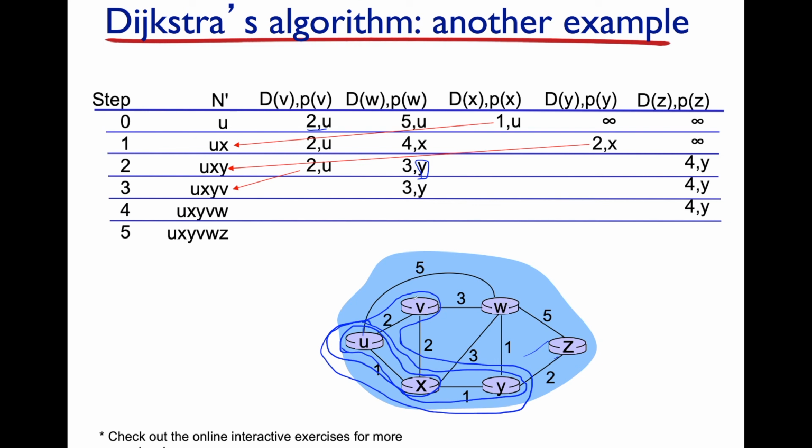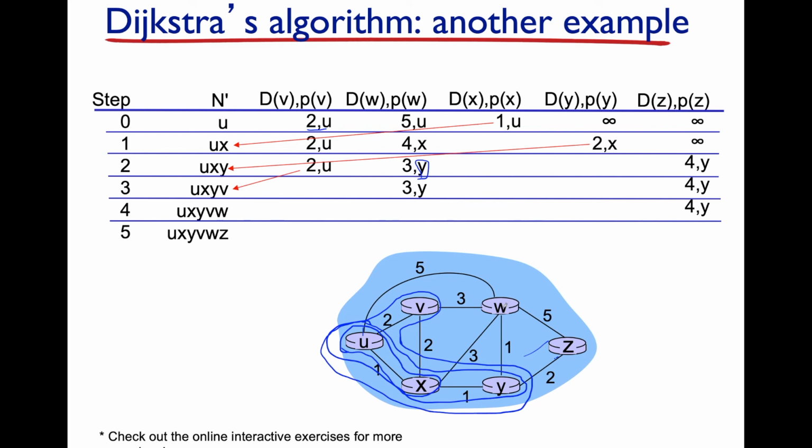So we ask the question, all right, well, the least cost path from U to W is 3, right? So we went from here, U, that's 1, 2, 3. It's a total of 3, and the predecessor was Y.